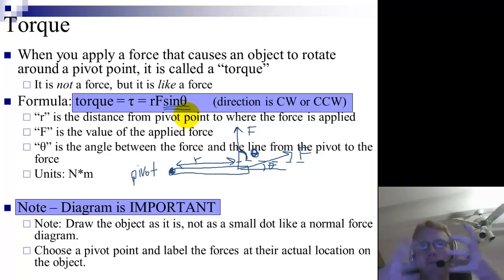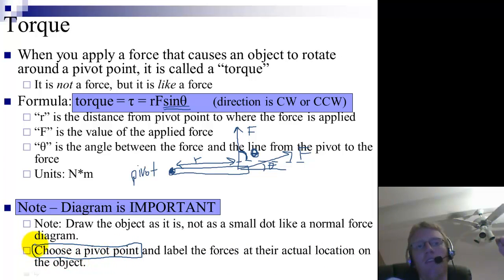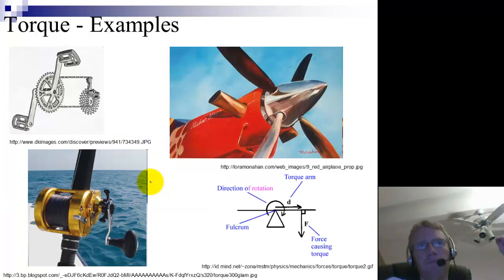So your torque diagrams will be a little bit more extended and cool looking, and if you fancy yourself an artist, you're welcome to spend a little extra time to make them look cool. I'll certainly appreciate that when I'm looking them over, but it won't affect your answer at all. So choose your pivot point and label the forces at their actual location. That's really important. And choosing a pivot point is also important because you can't figure out how far away something is from the pivot point, which is what you need for this variable right here, unless you've drawn and labeled a pivot point. So that's pretty important as your starting point. Draw and label a pivot point, and then everything else will be a lot easier from there.